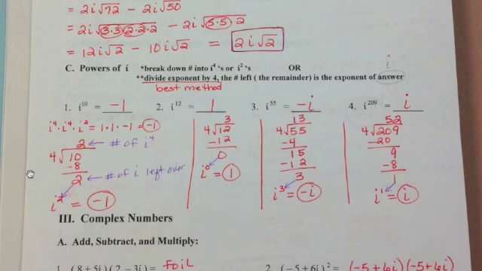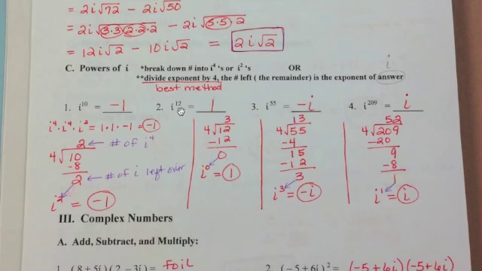A faster way of doing that instead of breaking down is let's divide the power right there by 4. The divisor is always going to be 4, whatever that power is. So 4 goes into 10 2 times with a remainder of 2. Now the remainder is what becomes the new power for i, and i squared is negative 1.